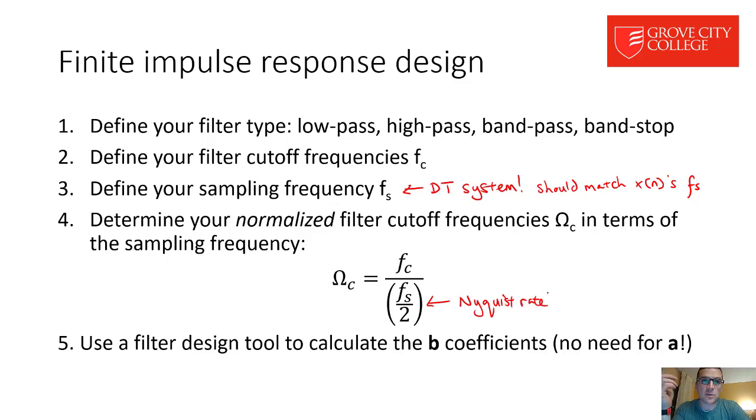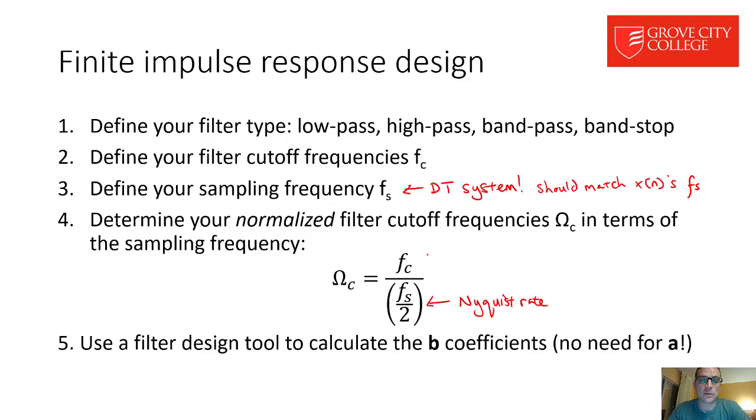Everything above fs over 2 is somehow invalid. So when we do our filter design, we're really only concerned with the frequencies between 0 and fs over 2. So our omega is going to be the ratio of fc over that fs over 2 upper limit. So everything's normalized to that upper limit, that Nyquist rate.